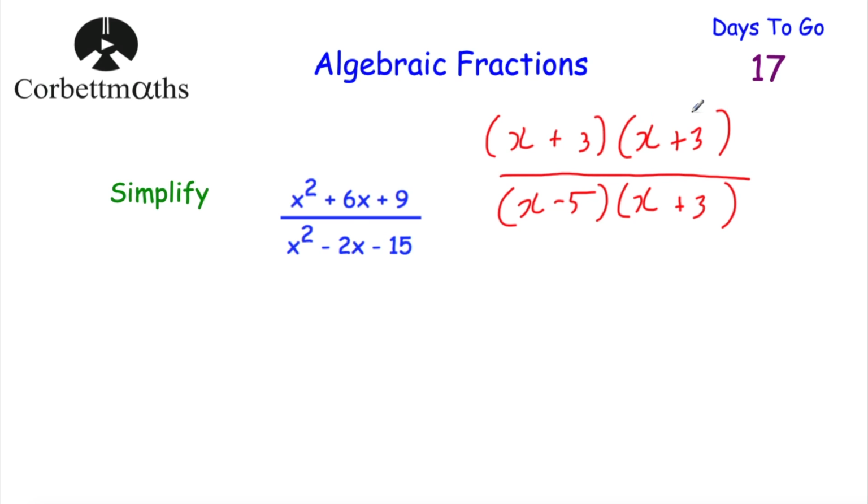So now if we have a look at this, we can divide both the numerator and denominator by x plus 3. So that'll leave us with x plus 3 over x minus 5.